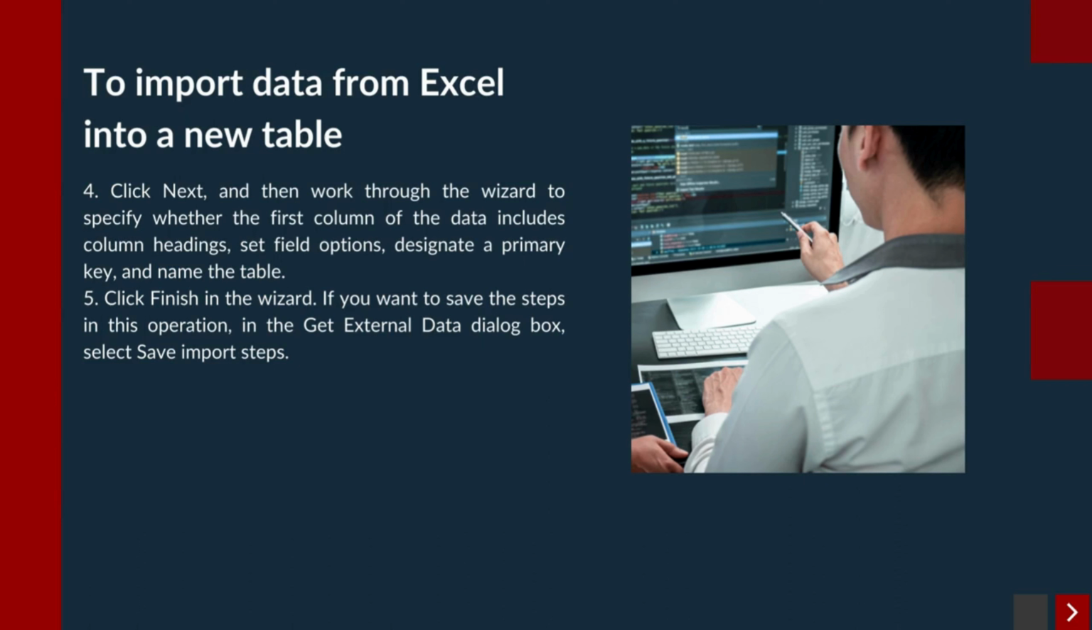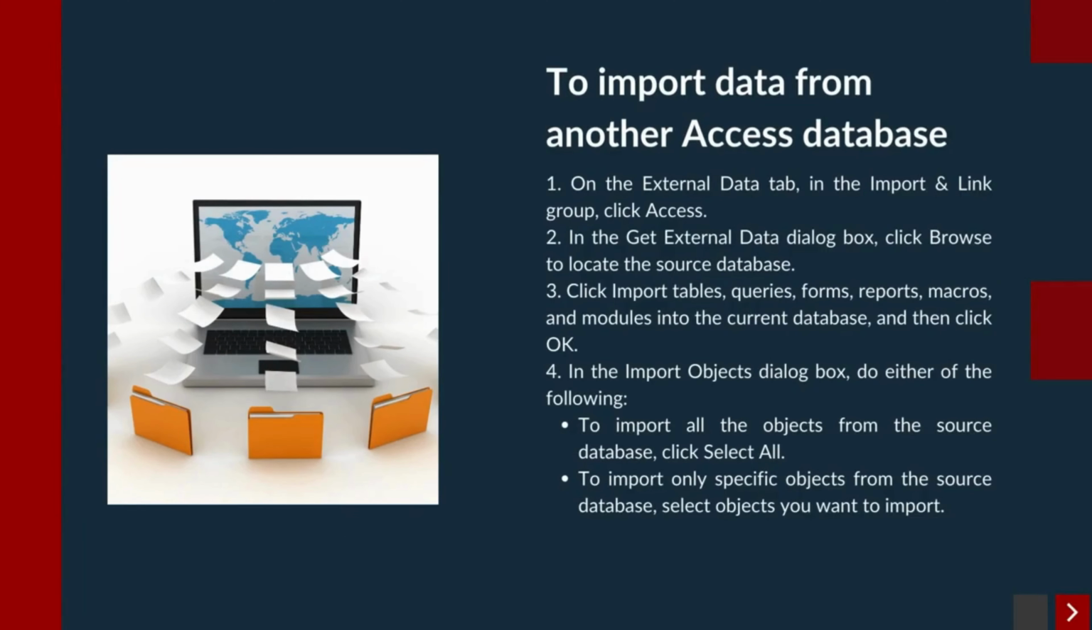If you want to save the steps in this operation, in the Get External Data dialog box, select Save Import Steps. To import data from another Access database: 1. On the External Data tab, in the Import and Link group, click Access. 2. In the Get External Data dialog box, click Browse to locate the source database. 3. Click Import Tables, Queries, Forms, Reports, Macros, and Modules into the current database, and then click OK.